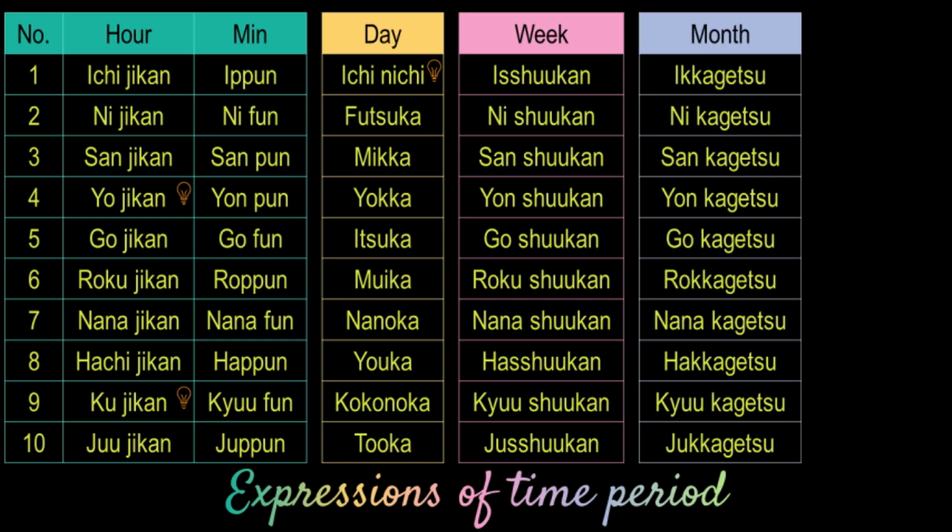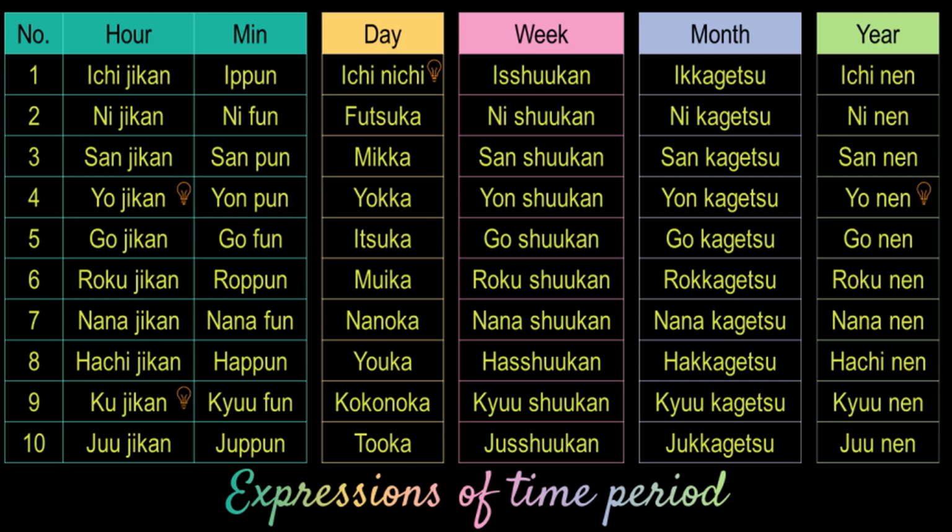To give the time period in months, you just need to add the word kagetsu to the numbers. For example, for 1 month, it will be ikkagetsu. For 2 months, it will be nikagetsu. For 3 months, it will be sankagetsu. For 4 months, it will be yonkagetsu, and so on. Next, let me go to years.